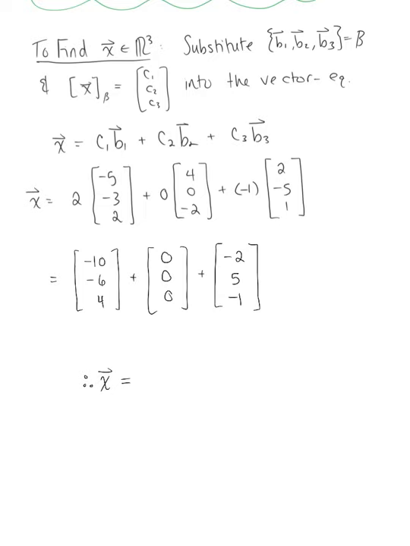And so adding up our like terms, we have therefore vector x is defined as, so negative 10 plus 0 minus 2 gives us negative 12. We have negative 6 plus 0 plus 5 leaves us with negative 1. And then 4 plus 0 plus negative 1 is 3. And that is our beautiful final answer.